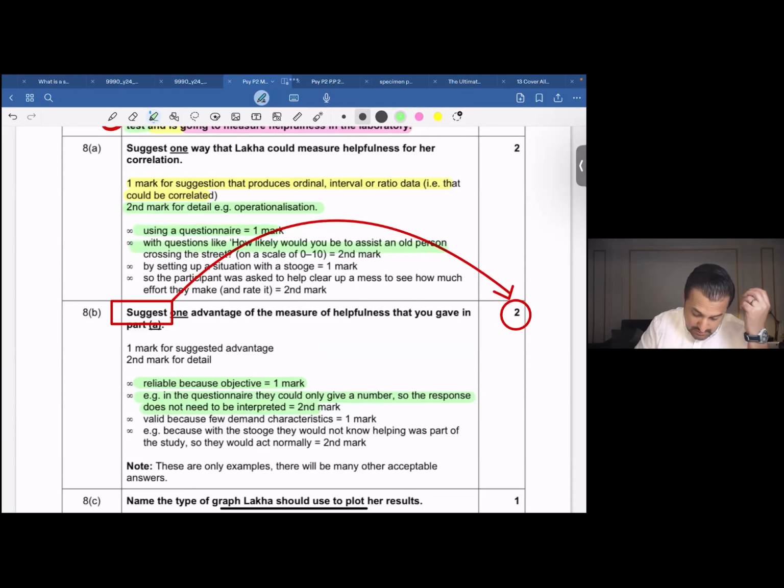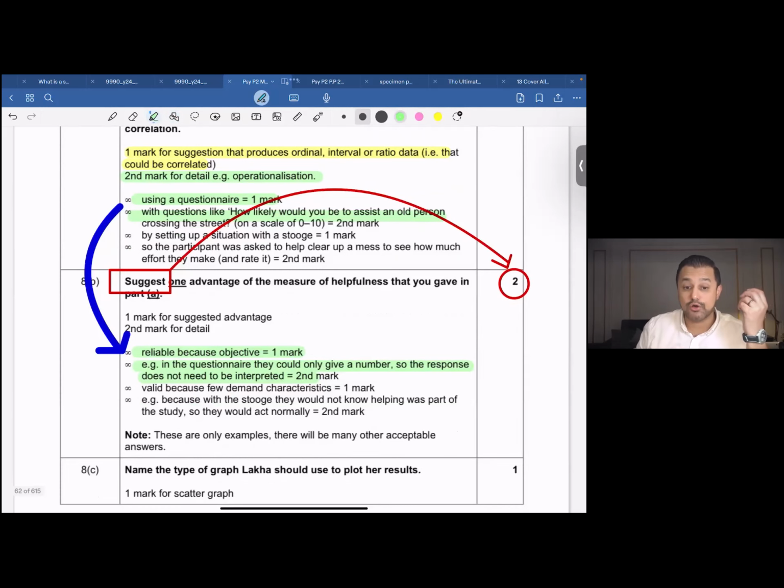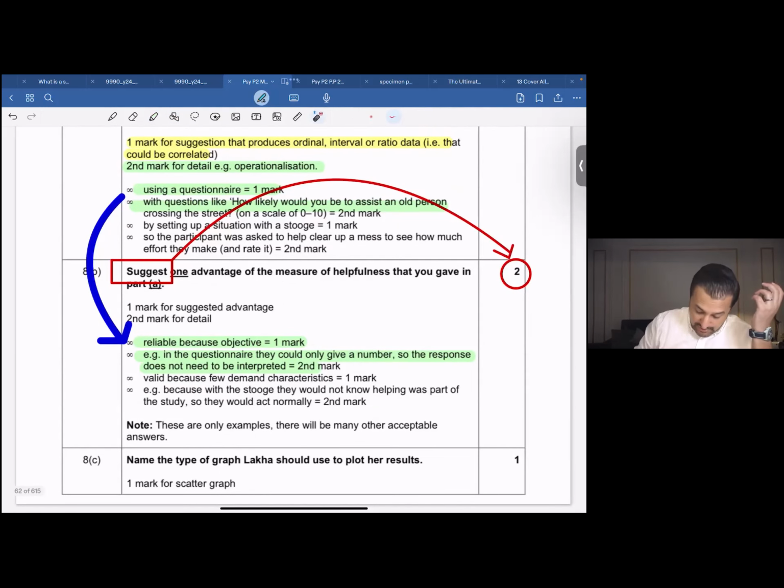I'll just use a color to help you. Now this is how you could get 2 out of 2 over here. Alternatively, there is another option, or you could come up with any other suggestion of your own as well. Now it says that these are only examples. There will be many other acceptable answers too.